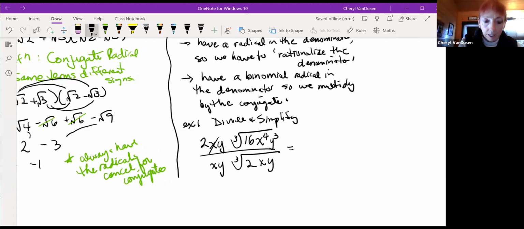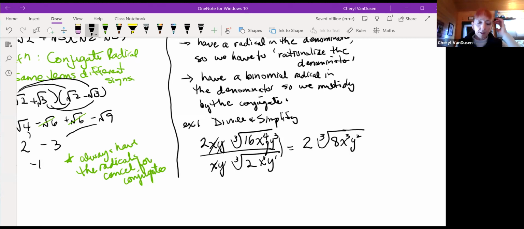So this x and this x cancel. X divided by x cancels. Y divided by y cancels. So all we have left in front is 2 at the moment. We may end up having more than that. Then we divide. So 16 divided by 2 is 8. X to the 4th divided by x is x cubed. Hopefully you remember, you subtract the exponents. And then here we subtract the exponents, we get y to the second.